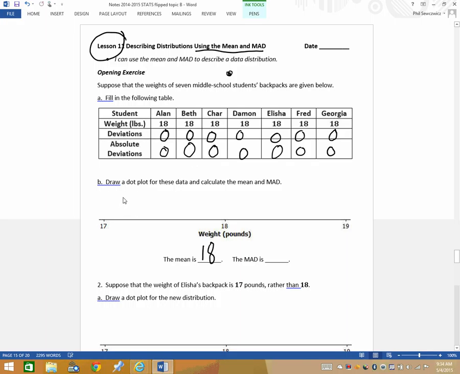All right, so let's draw a dot plot. We've got 18 and we've got 7 people, so that means 1, 2, 3, 4, 5, 6, and 7. That's it, right up the middle there.